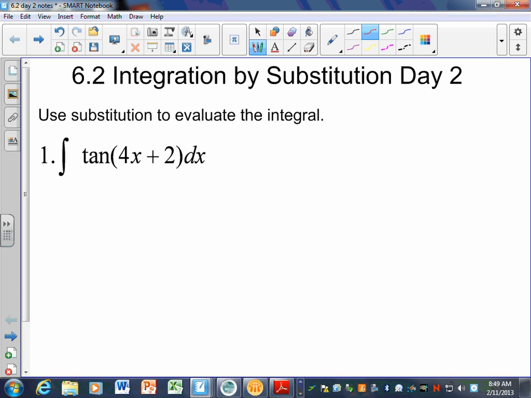Step one on this is we want to think about a u substitution, and you want to start thinking about the inside function. So, on this, can you see what the inside function is? Yeah, it's the function in a function. If you know the chain rule, then you should be able to recognize that this is the inside function. So that would be my u substitution.